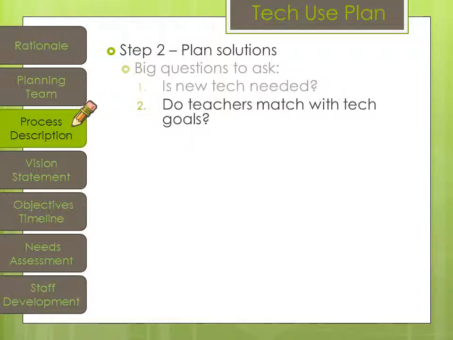Number 2, are teachers we currently have willing to adapt their teaching style to the vision and goals of our technology use plan? In the implementation of technology and new technology, do we have a shared vision that that's what the teachers are trying to do?